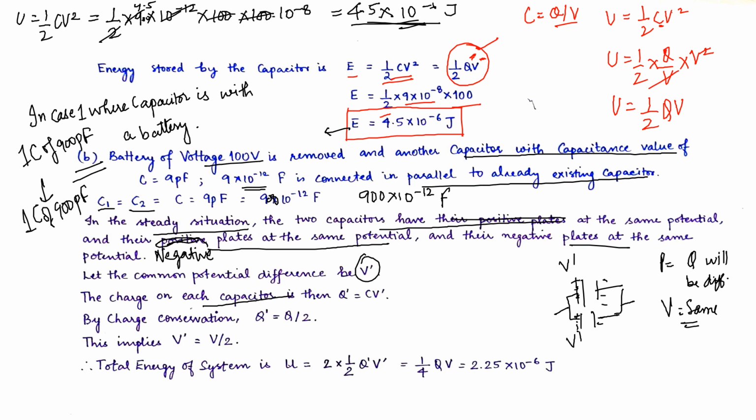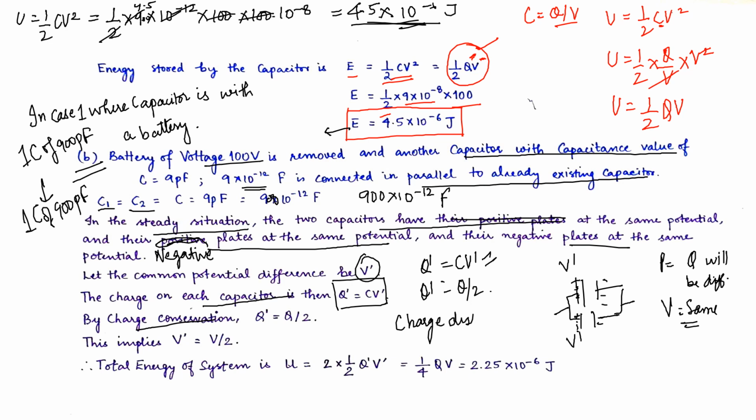The charge on each capacitor will then be Q dash equals CV dash, that is the common voltage which we have seen, and by charge conservation Q dash comes to be equal to Q upon 2. How come Q upon 2? They have said the charge distribution is uniform among the two capacitors.